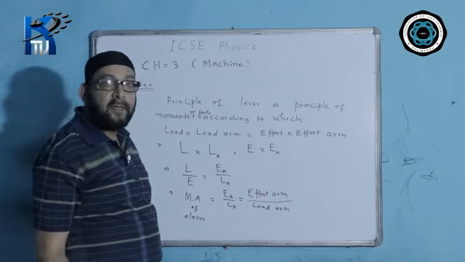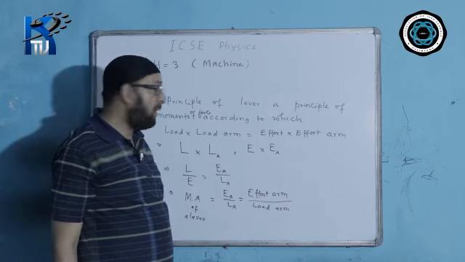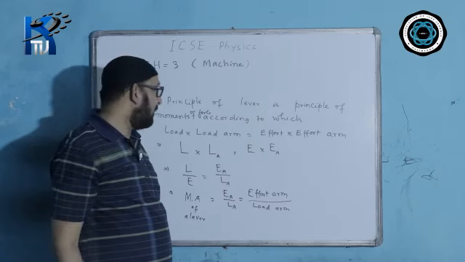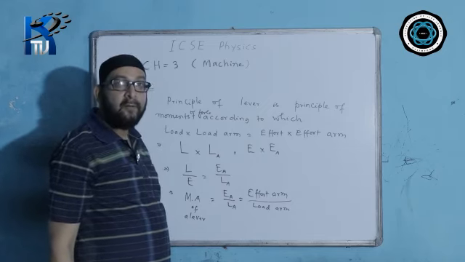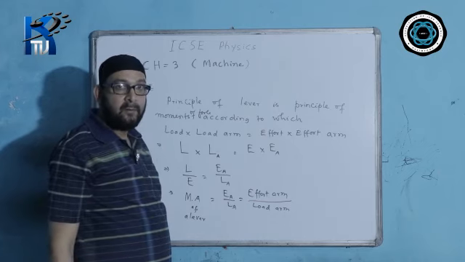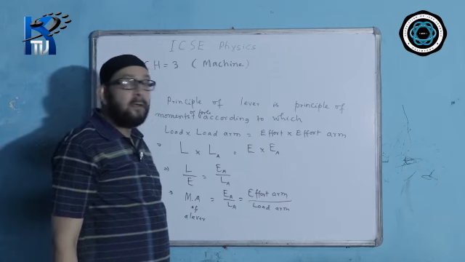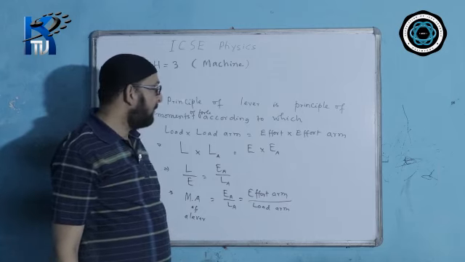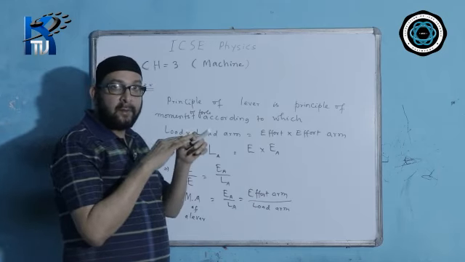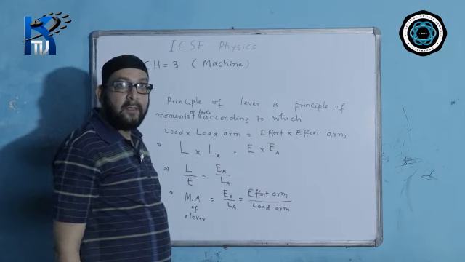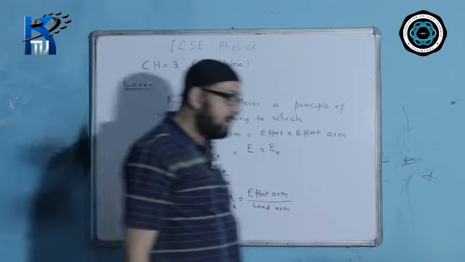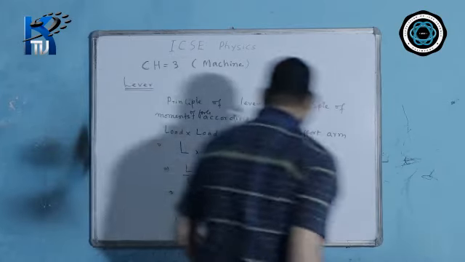Now there are three types of lever. There are three categories of levers. We say class 1 lever, class 2 lever, and class 3 lever. In every lever we will have a fulcrum. One side will keep the effort and one side will keep the load, and the load is overcome by the effort. So on the basis of the position of the fulcrum, effort and the load, there are three kinds of lever: class 1, class 2 and class 3. So let us see the types of lever.